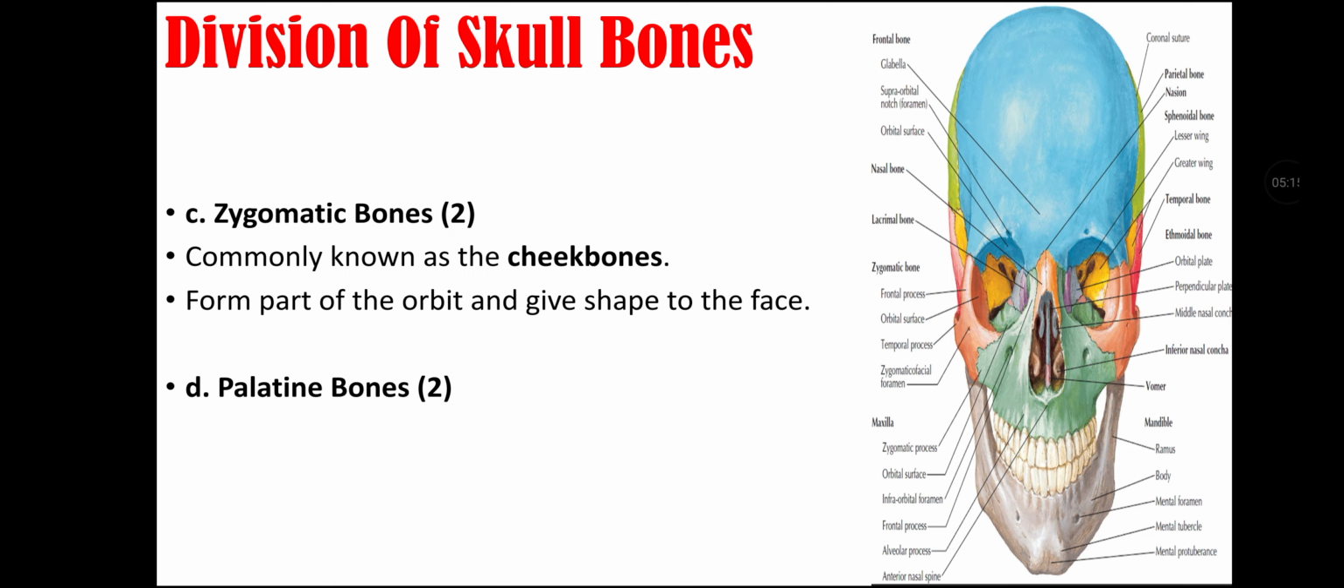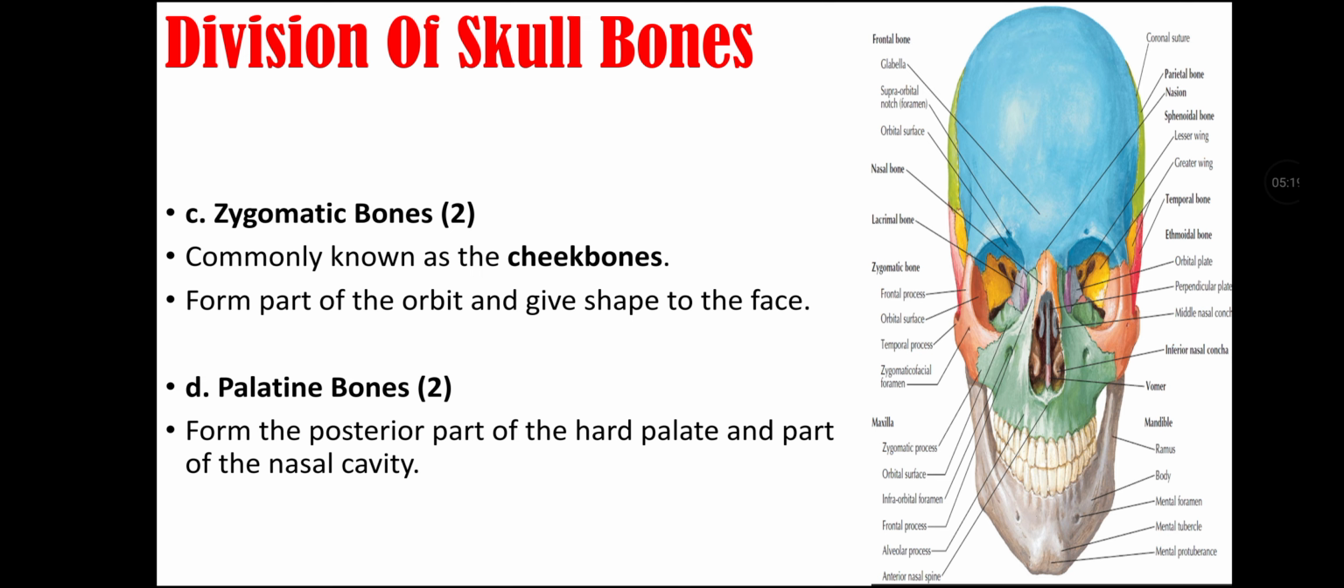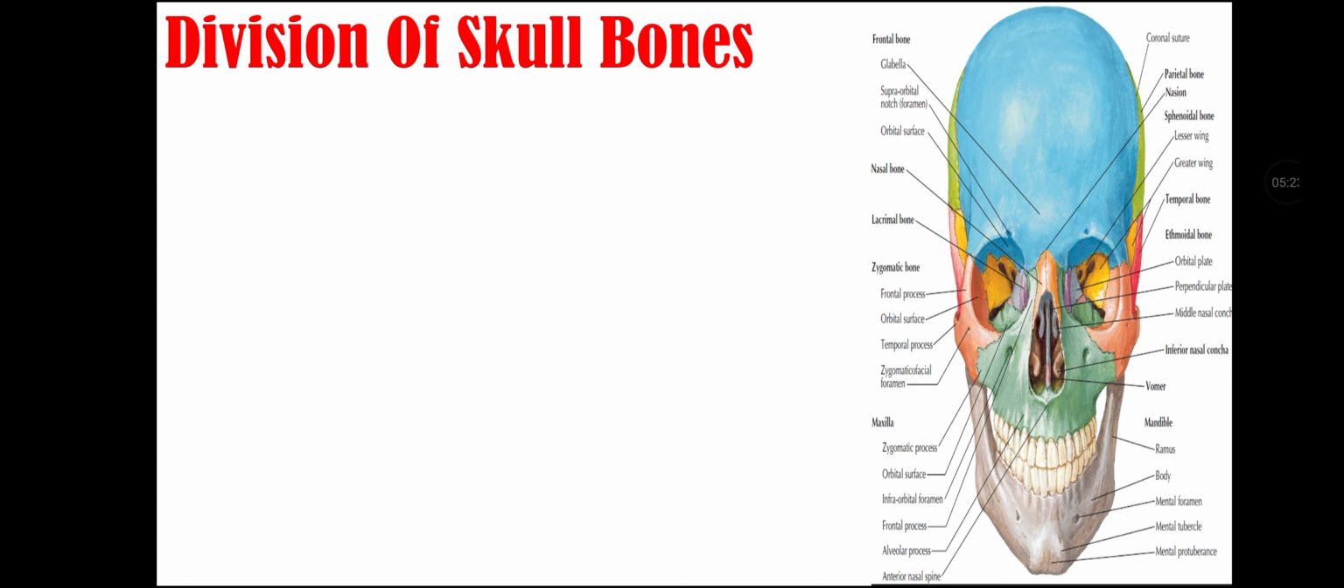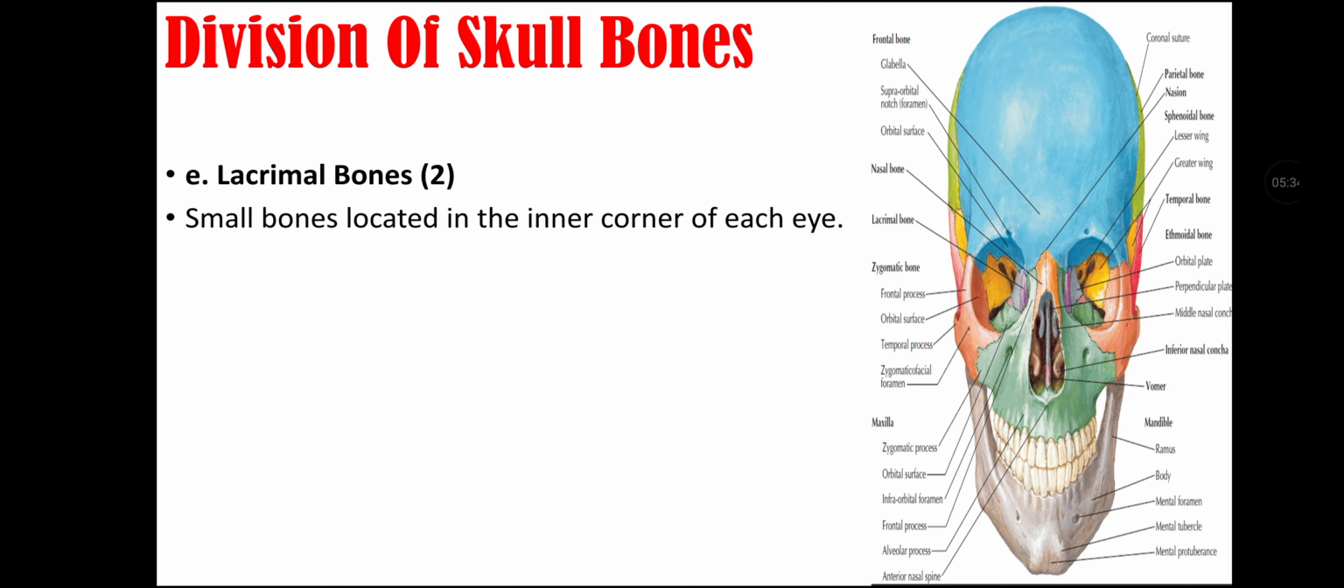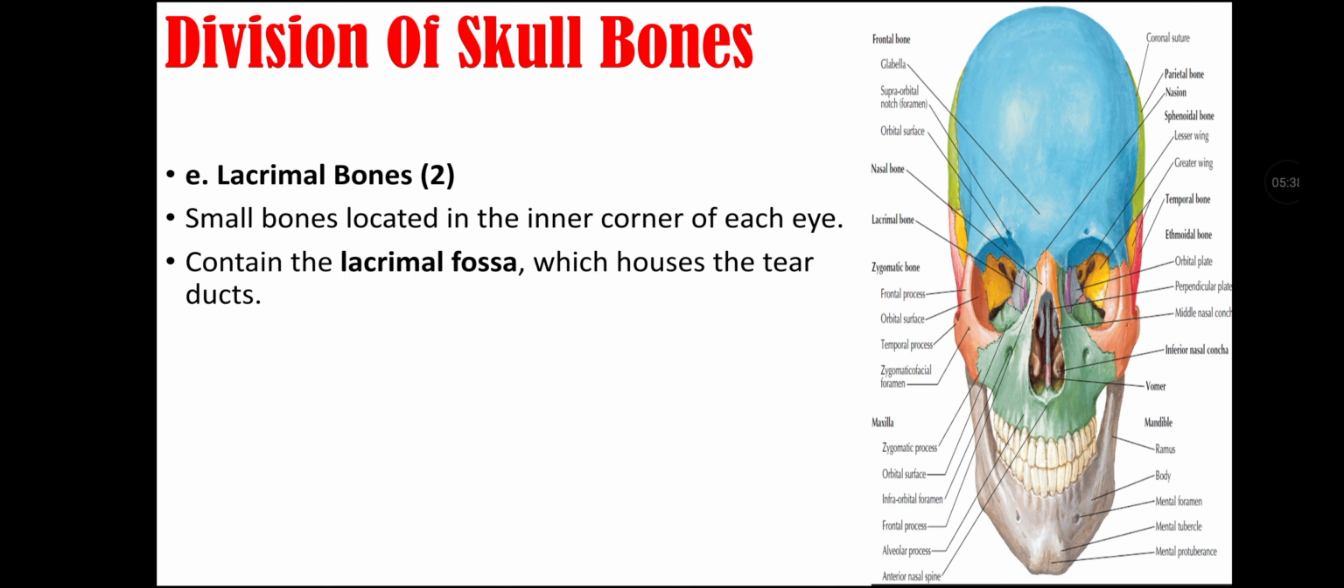Next bone is the palatine bone, which are also paired bones. They form the posterior part of the hard palate and part of the nasal cavity. Next facial bone is the lacrimal bone. As you can see in the diagram, the purple color bone at the upper side of the maxilla is the lacrimal bone. They are small bones that are located at the inner corner of each eye. They contain the lacrimal fossa which houses the tear ducts.